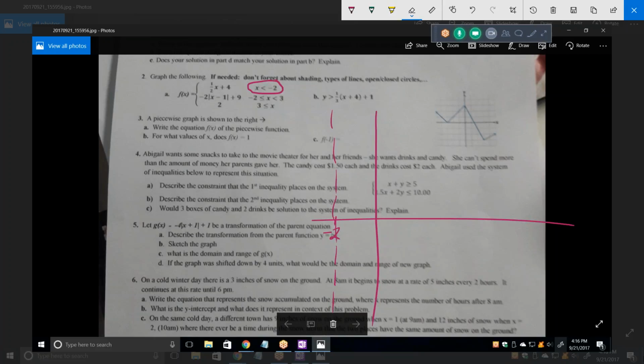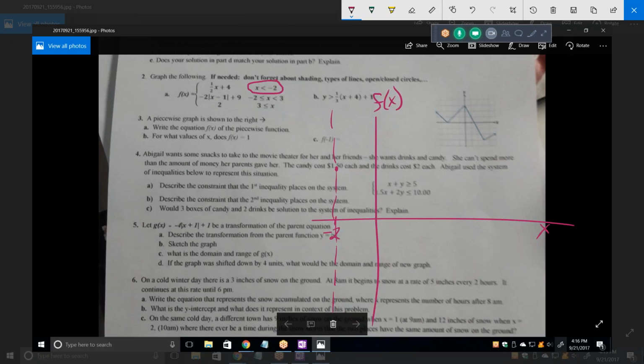Even though it says x is less than -2, still plug in -2. What's f of x when x is -2 in that first piece? So 1. Okay. -1. Yes, -1. Plus 4 is what? 5. No, -1 plus 4. 3. Okay. So what I know is that when x is -2, y is 3. So I know where to start that.